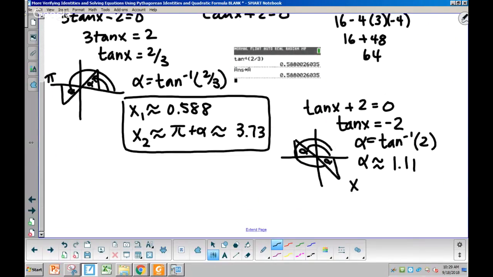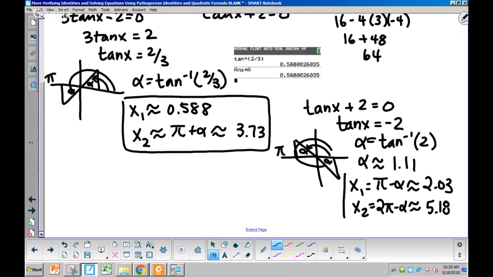And then x1 is going to be the second quadrant angle. And if this is pi, I didn't go quite pi. I'm pi, alpha short. So this is pi minus alpha. And that's approximately 2 point what? 2.03. And then x2 is equal to, I didn't go all the way around, I'm alpha short, so that's going to be 2 pi minus alpha, 5.18. There you go. Now, am I okay with the fact that this is labeled x1 and x2? Maybe I should make this x3 and x4, because I have 1 and 2 over here.